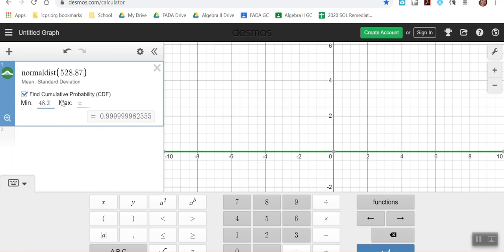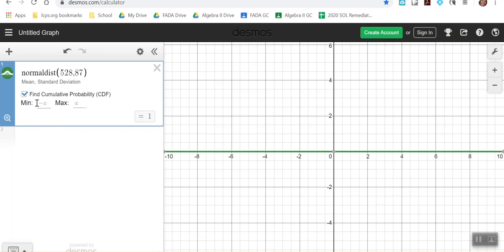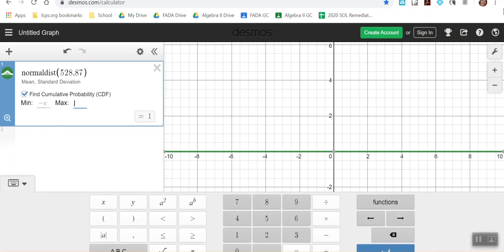You don't have to try and type a negative infinity. We just delete it, it'll automatically put it at negative infinity, and our max is going to be 680. So 0.9597.